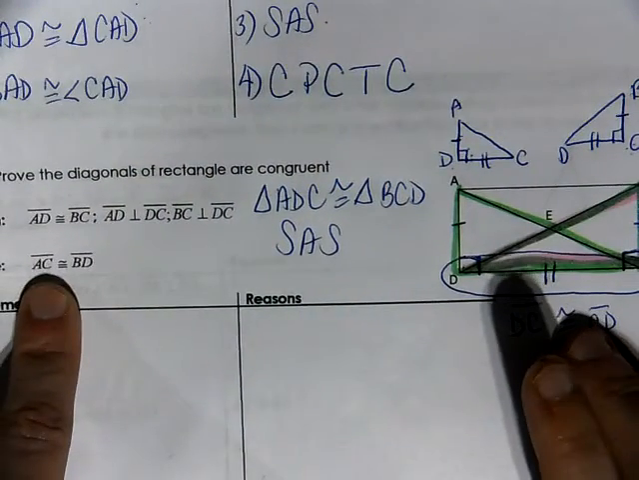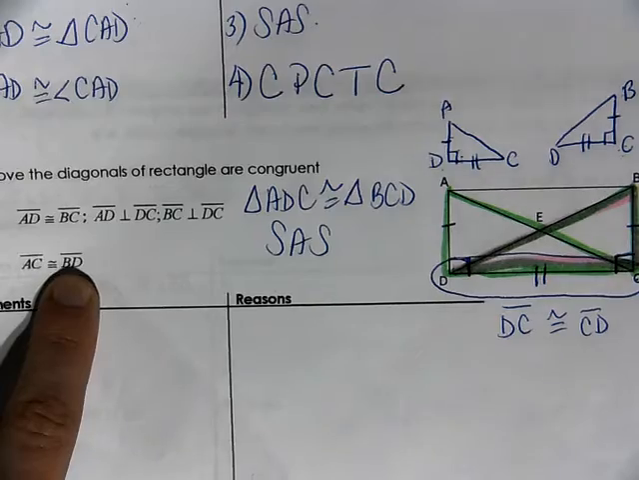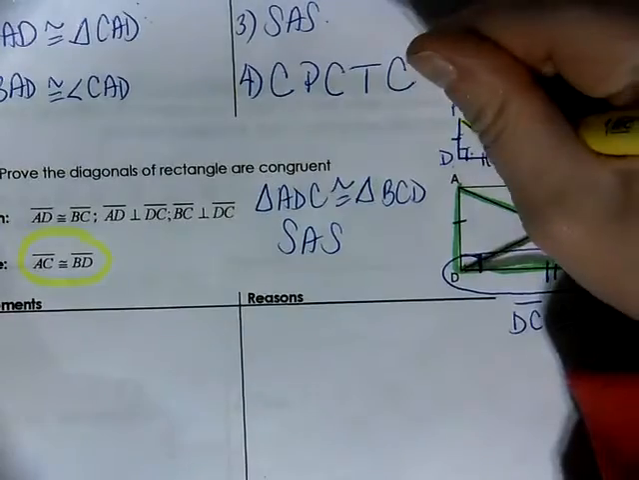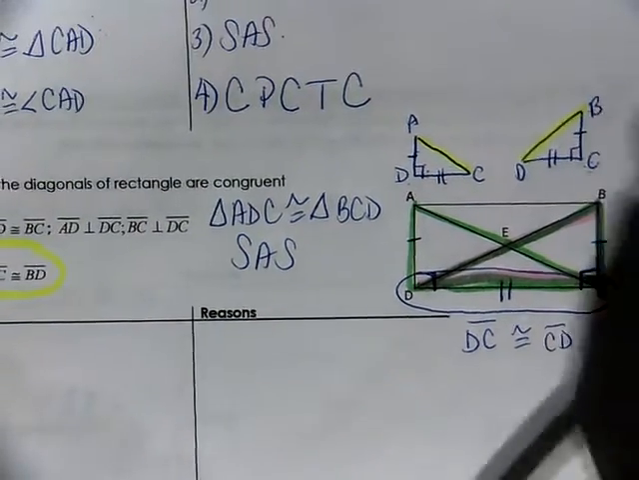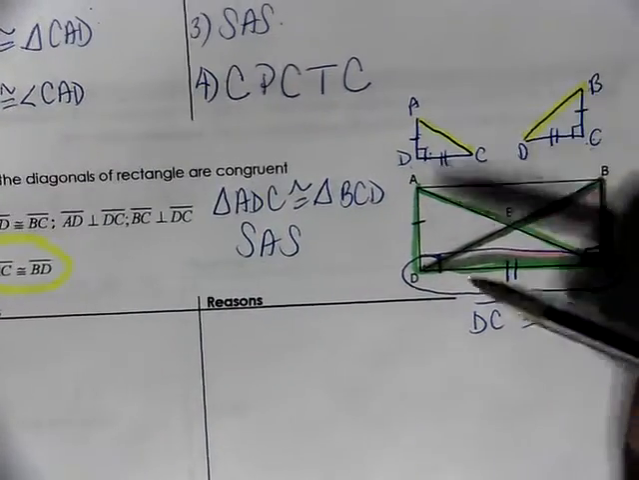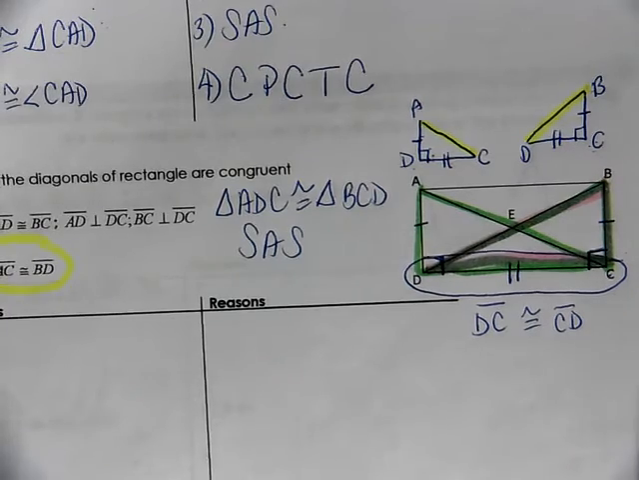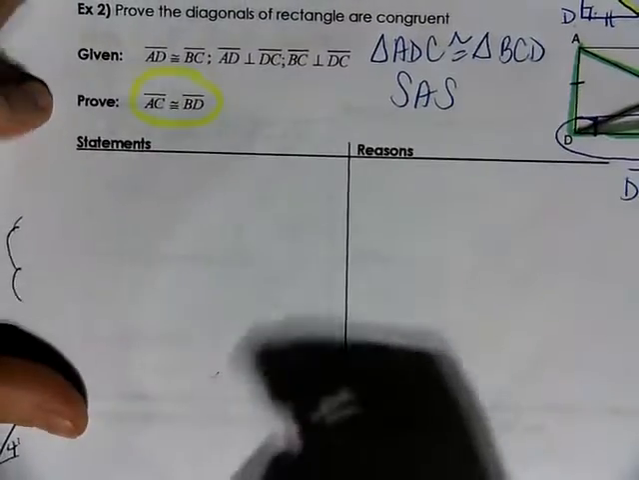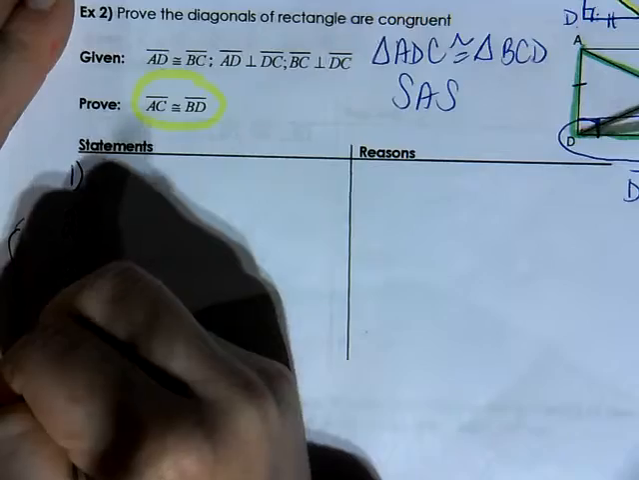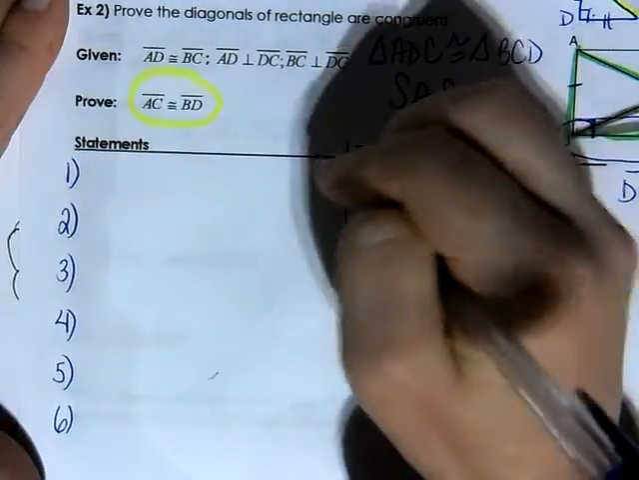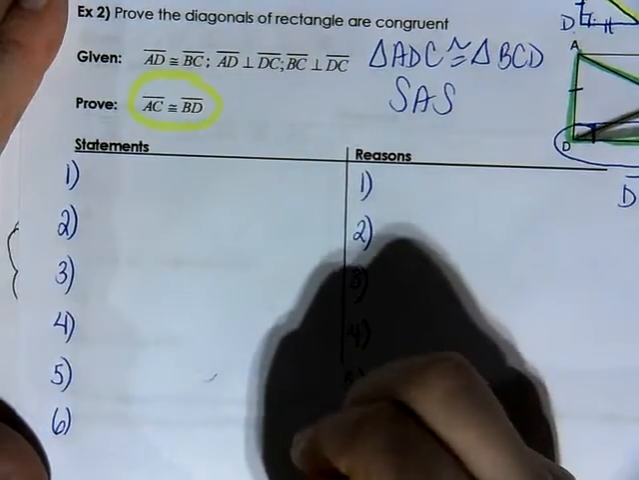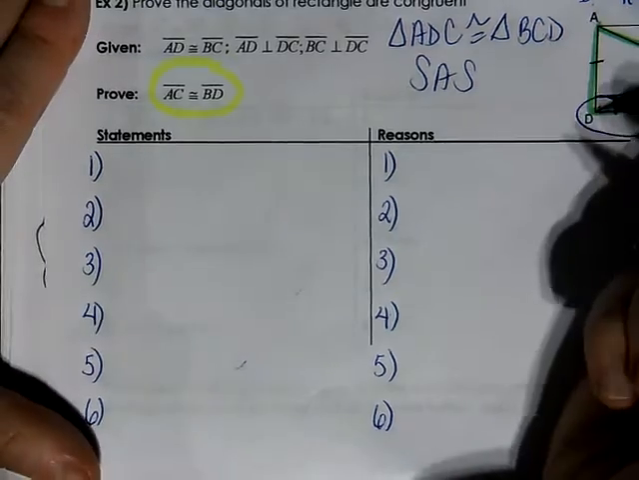And what I want to prove later is that AC is congruent to BD. So eventually, I want to get to that AC is congruent to BD. And look, those side lengths, they match each other. I'm not going to use it, not until the very end, because I need to prove that triangles are congruent. This proof has 6 statements and 6 reasons. Let's write down what's given to us first.